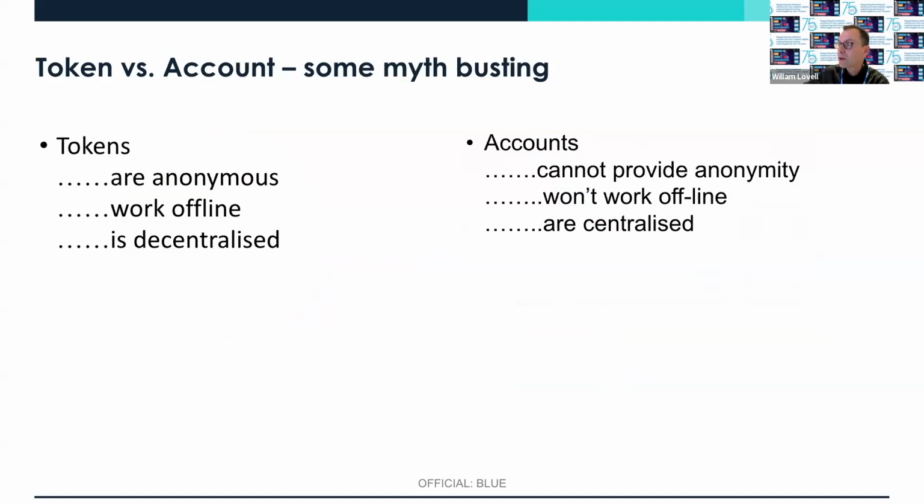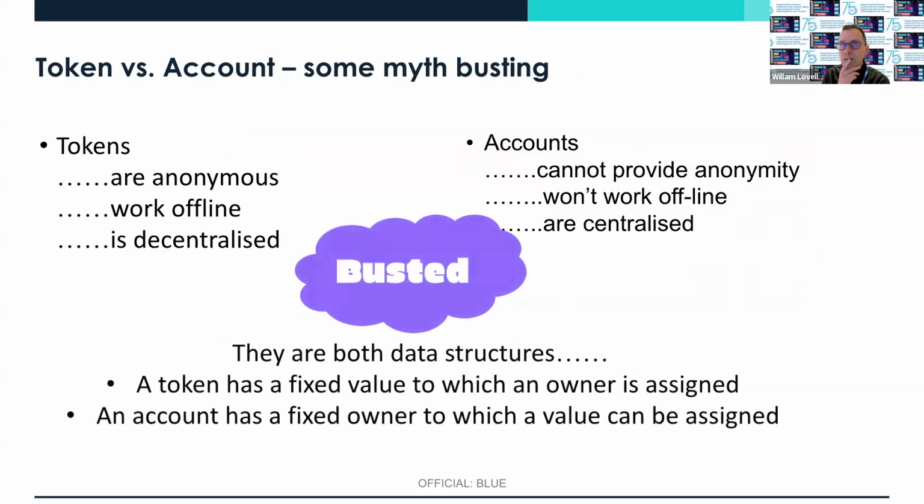So some of the myths are tokens are anonymous, and tokens can easily work offline, and tokens mean you're decentralized. That accounts cannot provide anonymity, can't work offline, and require you to have a centralized ledger. In actual fact, the best way to think about them is two competing data structures. Tokens typically have a fixed value and then an owner is assigned to that, often a cryptographic token. An account has a fixed owner, which can have a variable value. And there are different advantages and disadvantages to representing the ownership of the assets in that way.